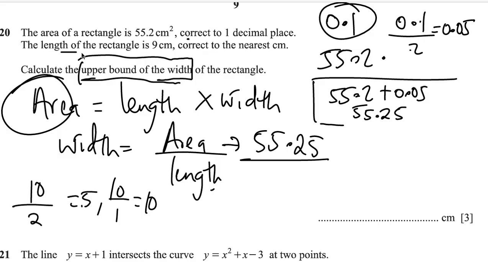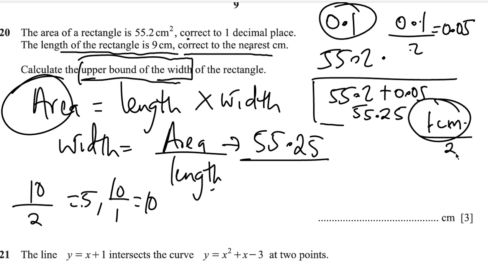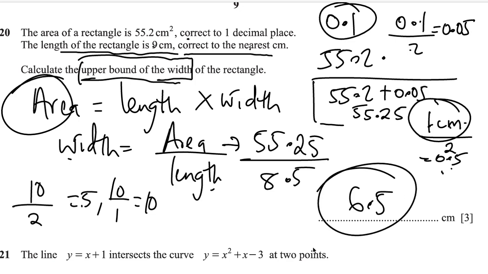So it says the length of the rectangle is 9 cm, correct to the nearest cm. So that is 1 cm. So the nearest 1 cm, the nearest cm. So if we divide 1 cm by 2, that's 0.5. So to get the lower bound, what we're going to have is 9 minus 0.5. If it was the upper bound, it's going to be 9 plus 0.5, which is going to minimize the width, because it's increasing the denominator. So 9 minus 0.5 is 8.5, and 55.25 divided by 8.5 is going to be 6.5, and that is the upper bound of the width.